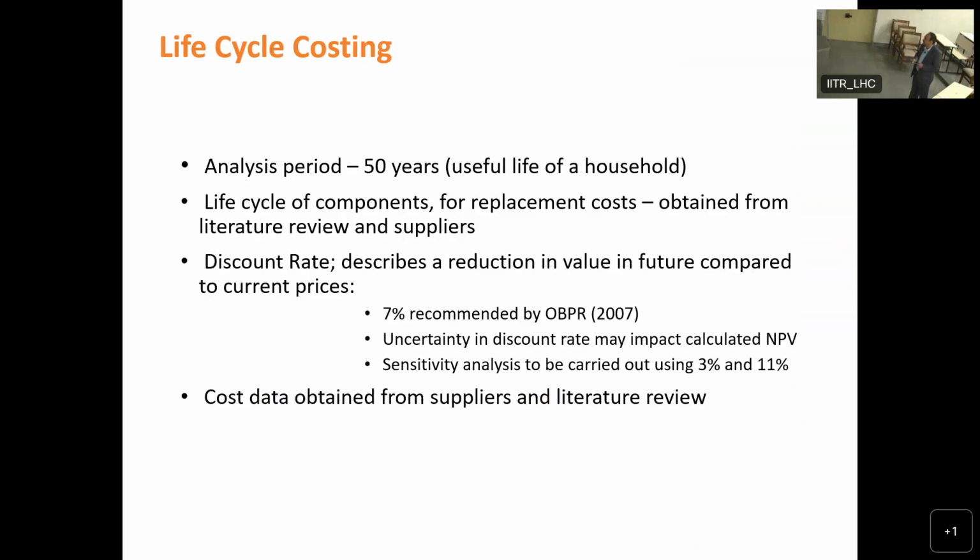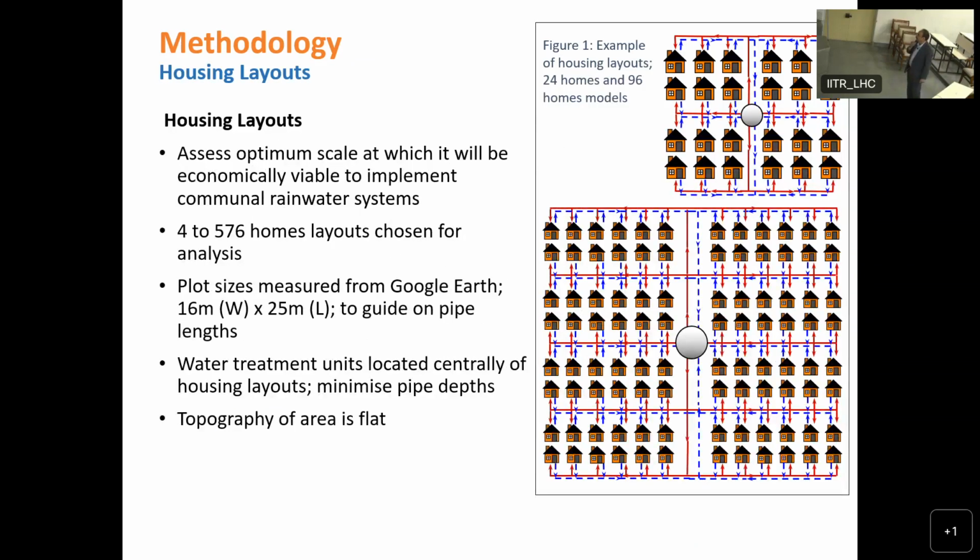And then we did the analysis for 50 years. We used a discount rate of 7, but we also looked at the sensitivity to uncertainty using discount rates between 3 and 11. I will use the actual report, but you can see over here, we started with 4 homes.